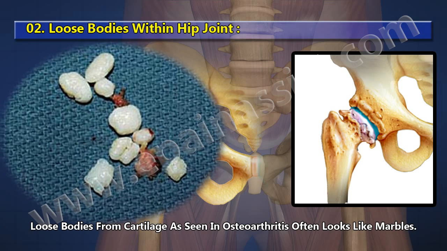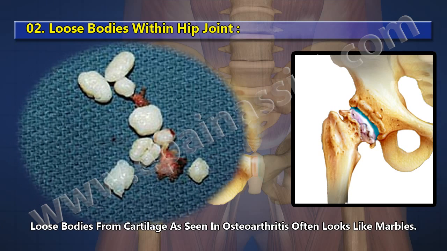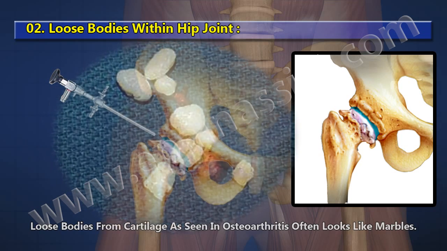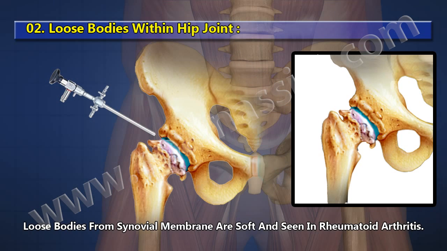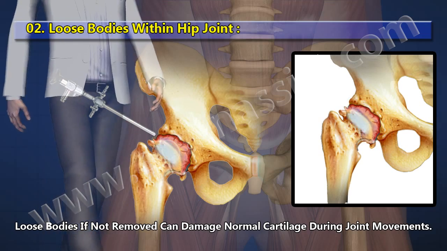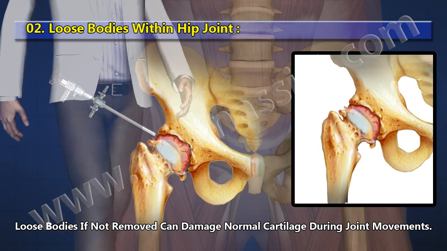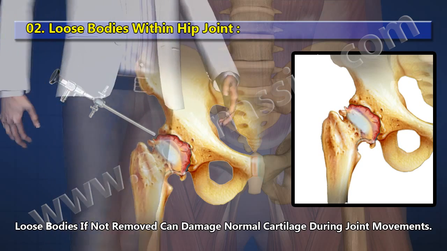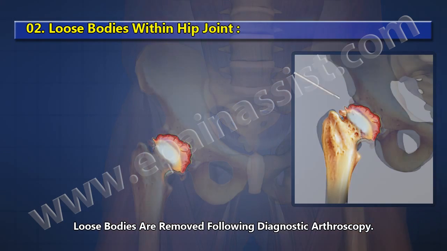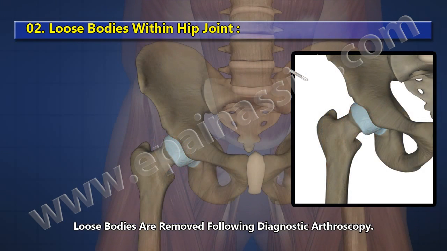Loose bodies from cartilage seen in osteoarthritis often look like marbles. Loose bodies from synovial membranes are soft and seen in rheumatoid arthritis. Loose bodies, if not removed, can damage normal cartilage during joint movements. Loose bodies are removed following diagnostic arthroscopy.